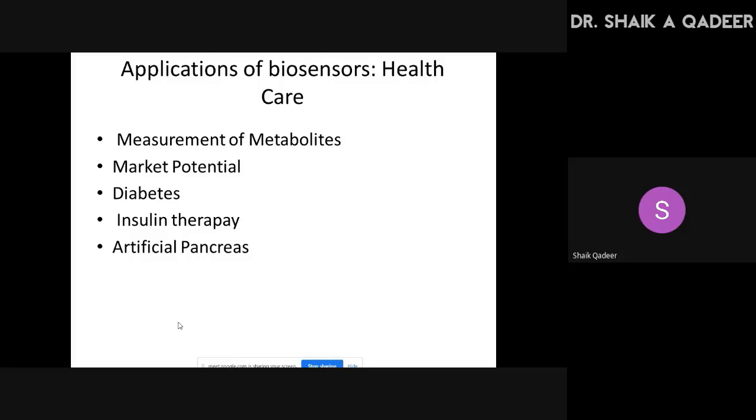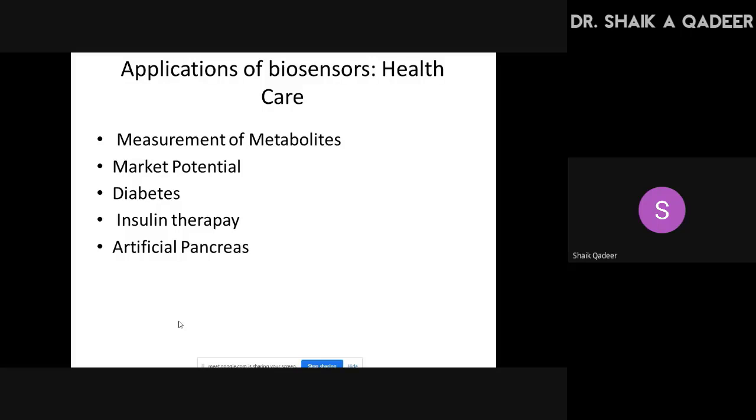Now I'm going to applications of biosensors. There are many areas of biosensor applications. The first and very important is healthcare. The healthcare area is hot now. If somebody is interested in choosing a field belonging to instrumentation engineering, a possible option is to think of healthcare applications using IoT and machine learning.